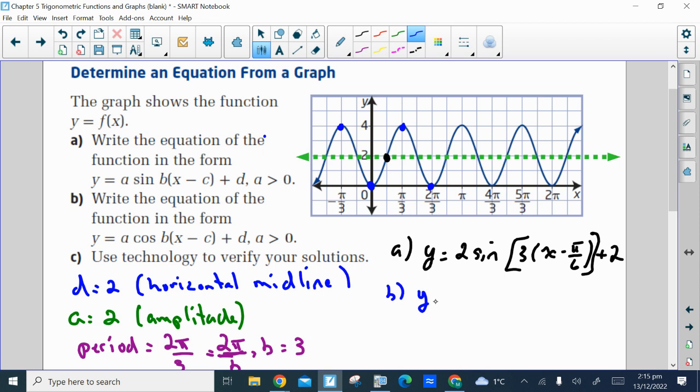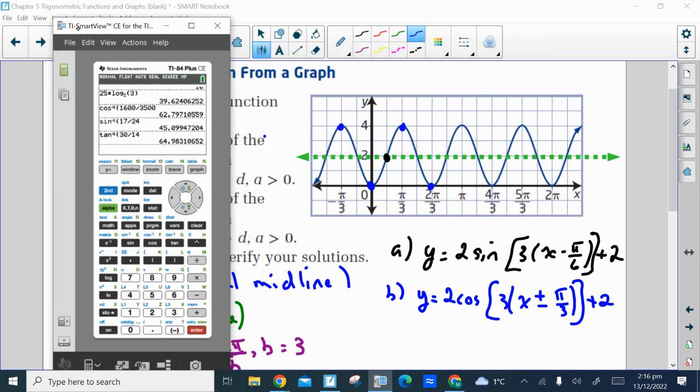So if it's a cosine function, we would say y equals 2 cos 3 bracket x plus or minus pi on 3. Either one of them are correct. Because it could be this point here where C is positive pi on 3, so that means it's x minus pi on 3. Or it could be this point here where C is negative pi on 3, which would give you your x plus pi on 3. They are the same distance away from the y-axis. So either one will work.